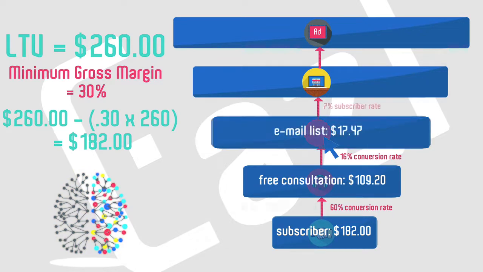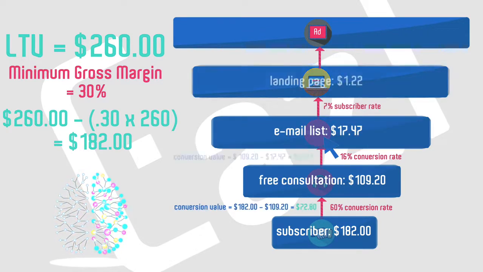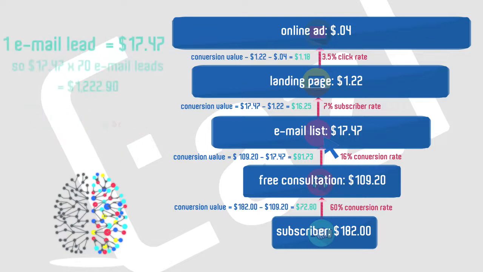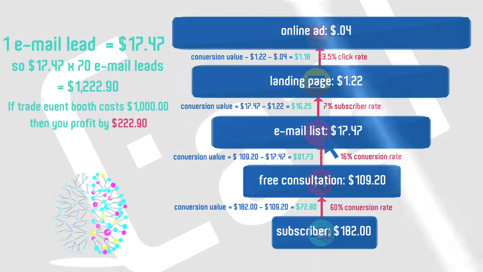And you can use this information to guide decisions, like how much could I pay for a cost per click advertising campaign for each click? If there was a trade event that, for example, was going to charge me $1,000 to present, but I was going to get 70 email signups from these target persona people, then is that right? Well, in this case, it looks like this would be a profitable decision by about $222.